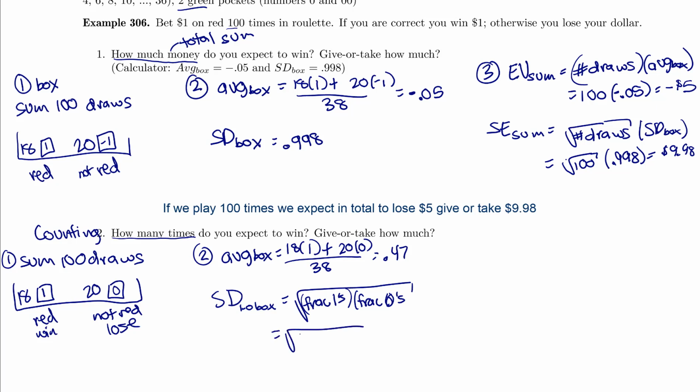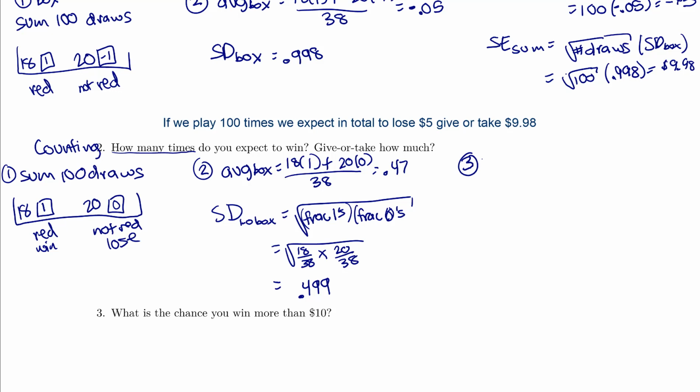So it's going to be the square root of the fraction of ones. There's 18 out of 38 ones times the fraction of zeros. There's 20 out of 38 zeros. I put that into my calculator and I get 0.499.